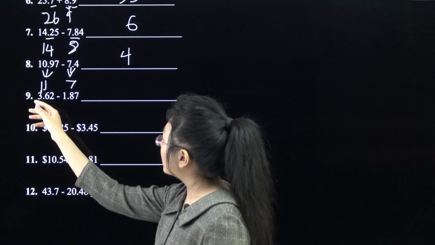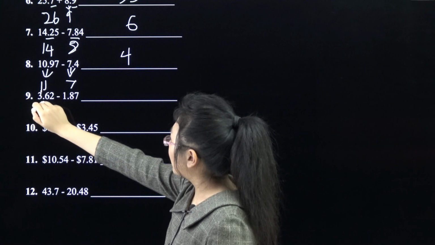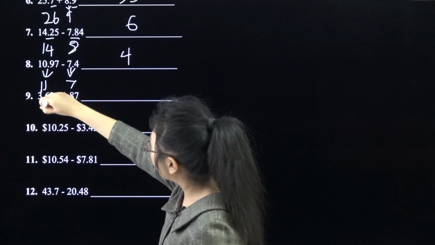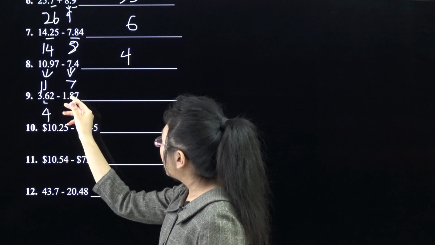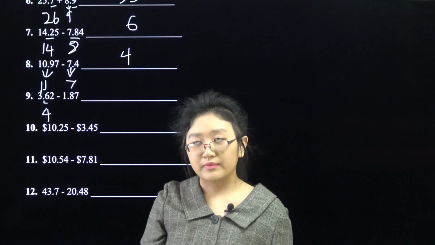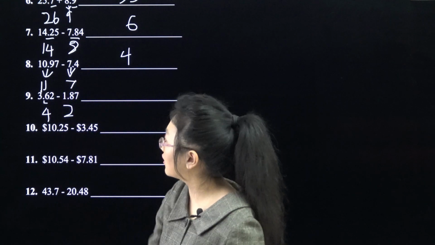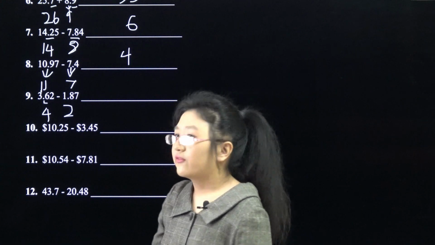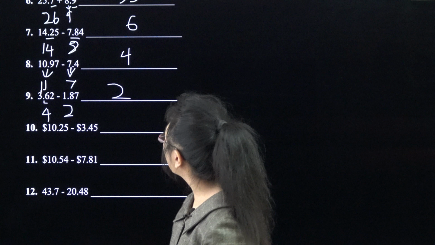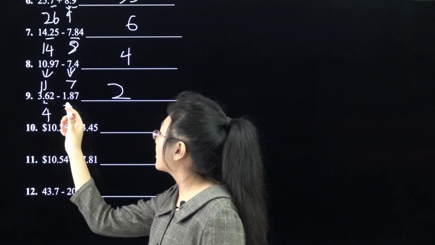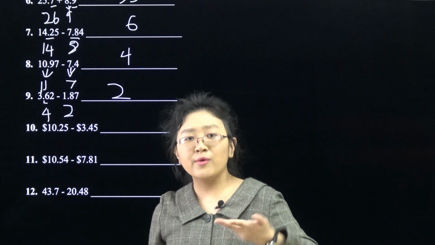Now we move on to 3.62, and 6 is in the tenths place, so we round up to 4, minus 1.87. 8 is in the tenths place, so we still round up to 2. That means that 4 minus 2 equals 2, which also is saying that 3.62 minus 1.87 is around 2.